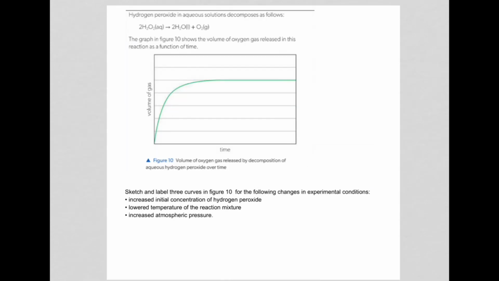Let's see this question now. So you're given the graph that shows volume of oxygen gas being produced in this reaction here. So then the volume of gas is being used to relate to rate of reaction. So this is going to be used as a measure of rate. Now sketch and label 3 curves in the figure for all of these. So pause the video, try it out, and then check your answer.